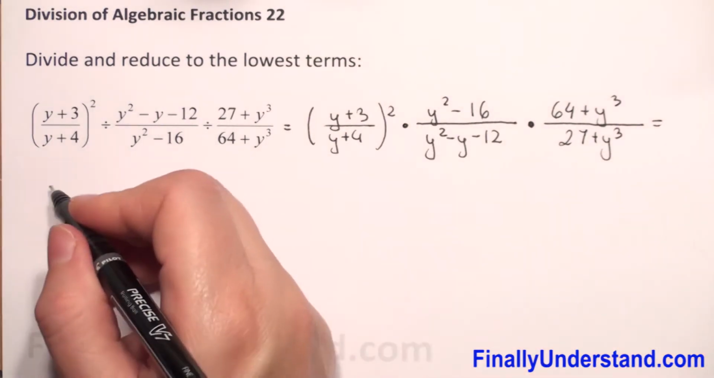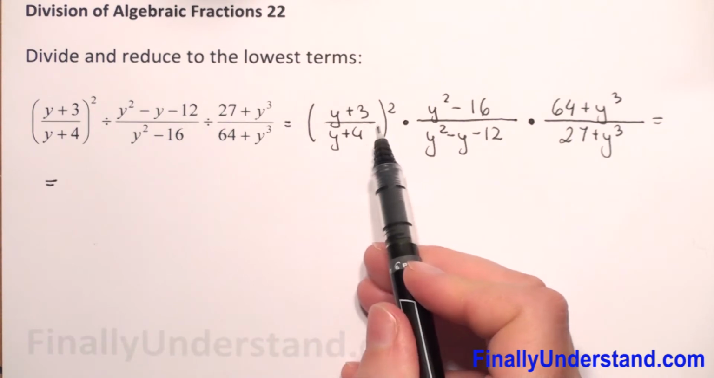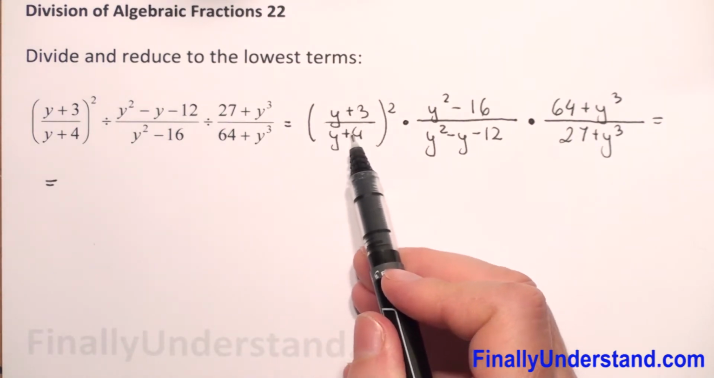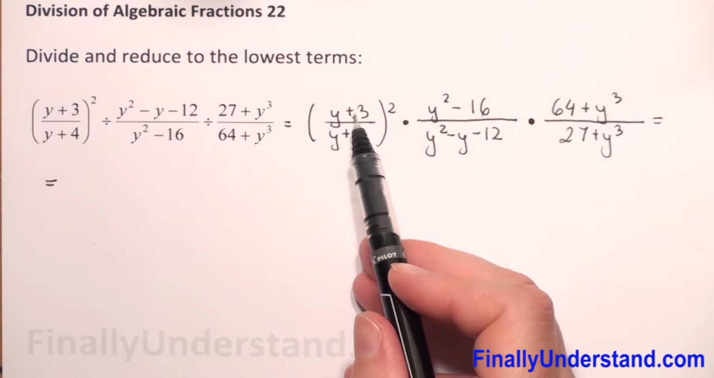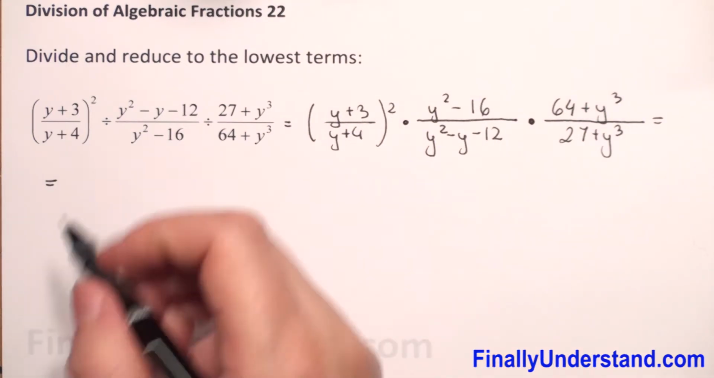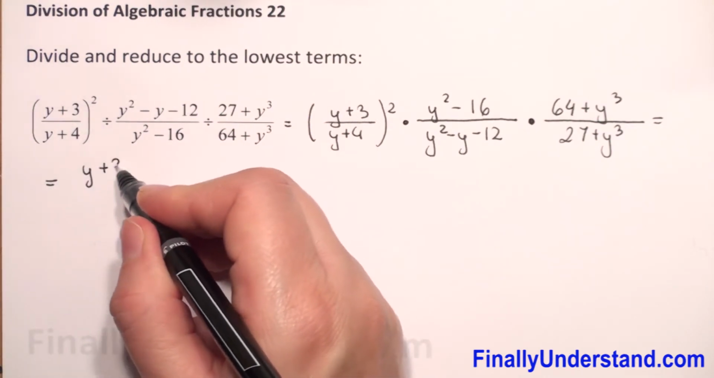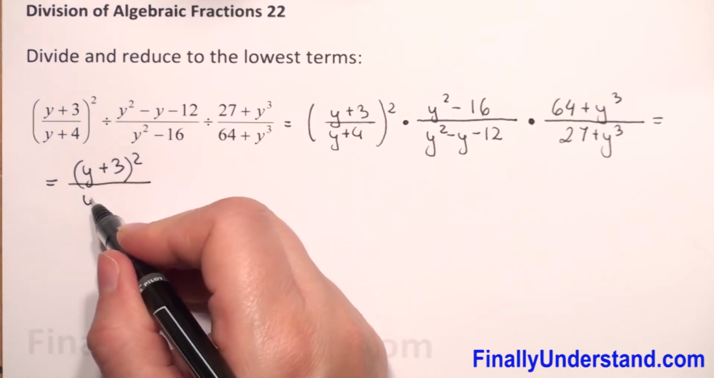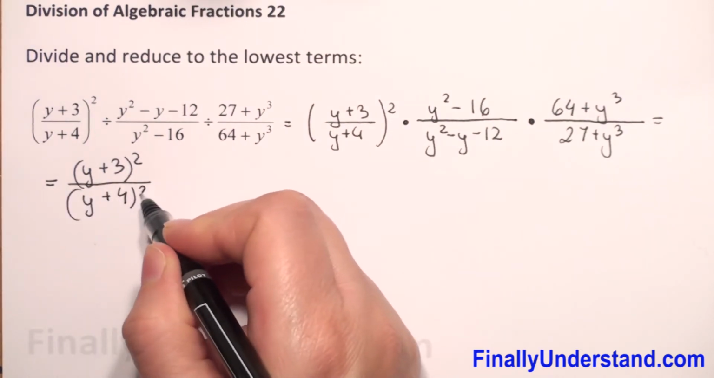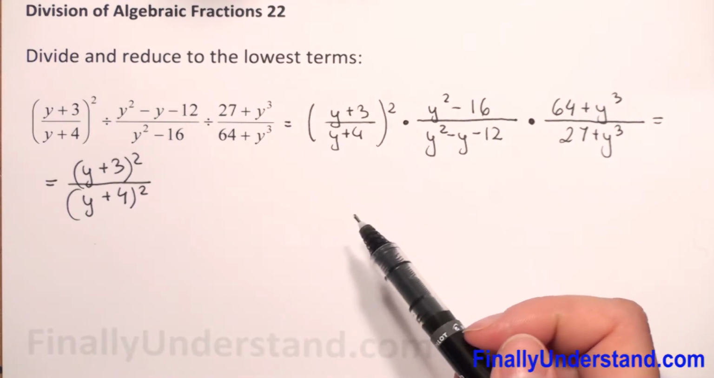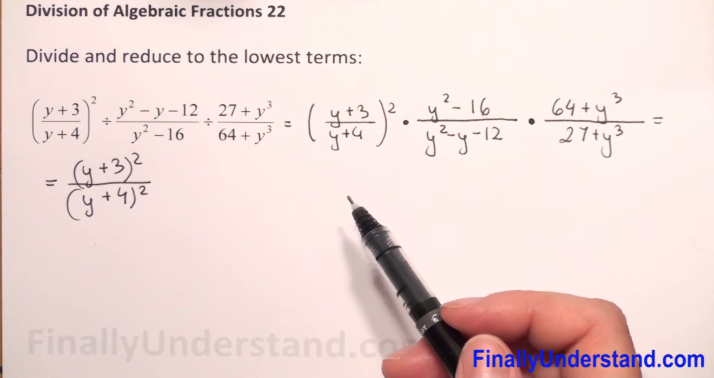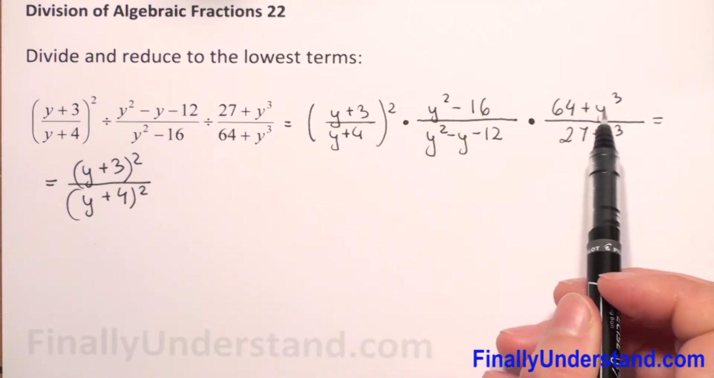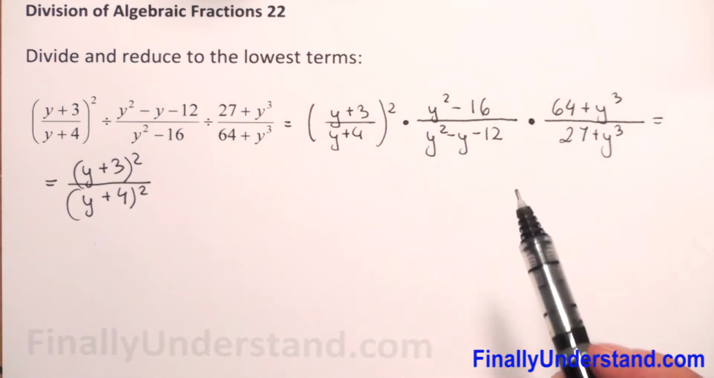So this is equal. First, we have to do the power. We have to take to the second power this whole algebraic fraction. So we have to take the numerator to the second power and the denominator to the second power. So it will be (y + 3) to the second power over (y + 4) to the second power. And now when we multiply algebraic fractions, we have to multiply numerators times numerators and denominators times denominators.